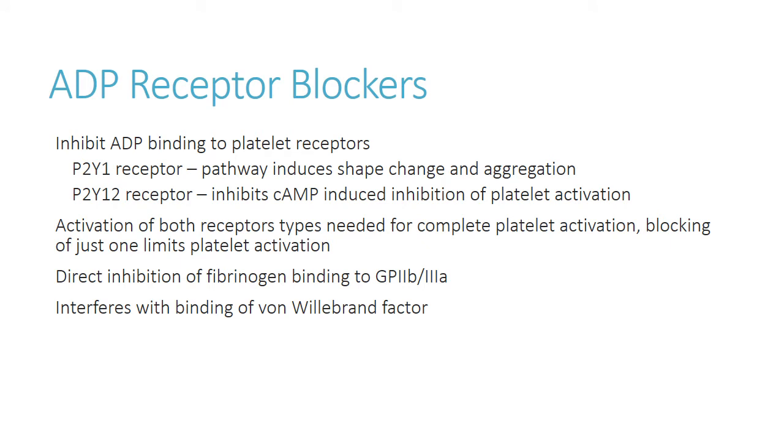We know fibrinogen is really important for linking the glycoprotein 2B and 3A receptors together. We'll talk about drugs that directly inhibit that in a second. And then also von Willebrand factor. We mentioned that's really important when you have vascular injury occurring and collagen is exposed. Von Willebrand is one of those initiating factors for platelet aggregation.